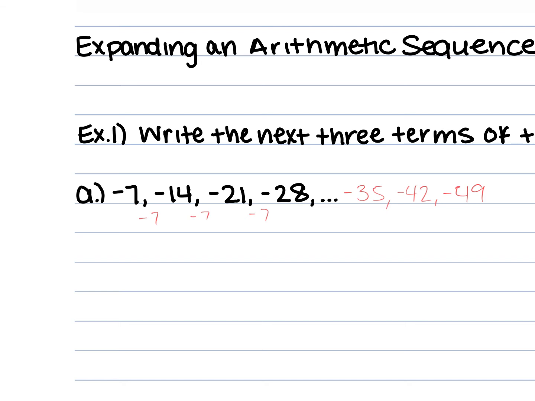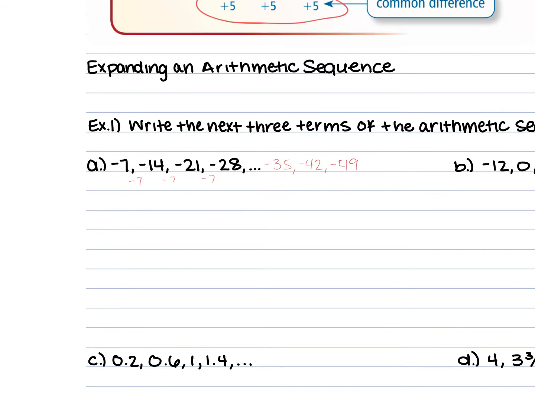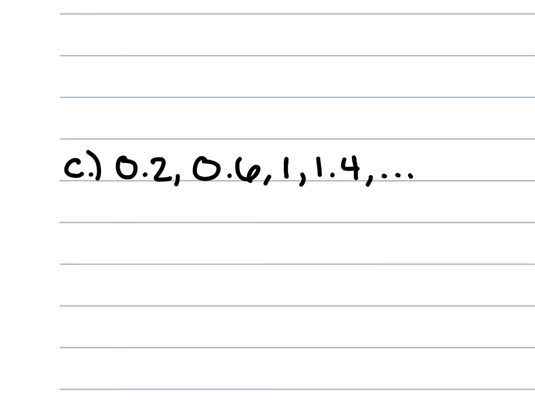Do you guys see that? So if you're subtracting the same thing each time, it's got to be arithmetic. And what is the common difference here? Negative 7. Did you guys hear that? So if it's going down, what sign is your common difference going to be? Negative. If it's going up, what sign is your common difference going to be? Positive. Okay? Check it out. We're going to do C first. Okay? We're going to do C, and then I'm going to let you do B and D on your own.